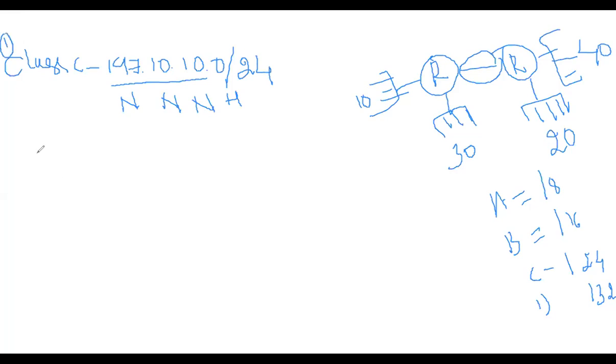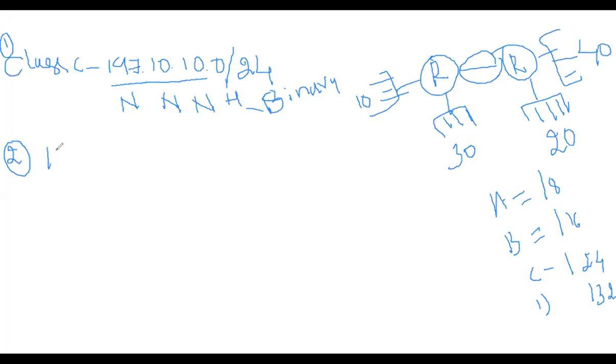This is the first step. What is the second step? How many octets are reserved for host? Only 1 octet is reserved for host. At that time, you have to convert the host part into binary. It is of 8 bits.